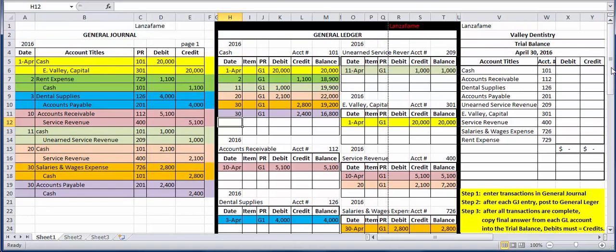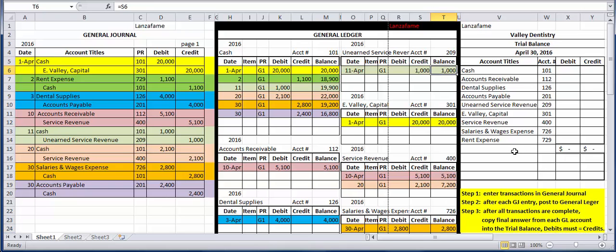Okay, we have completed all the transactions that are in problem 2-2A. So now what we're going to do is take these final balances that you see in all of these accounts, and copy them to our trial balance.